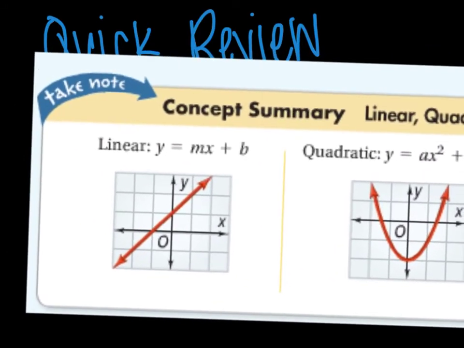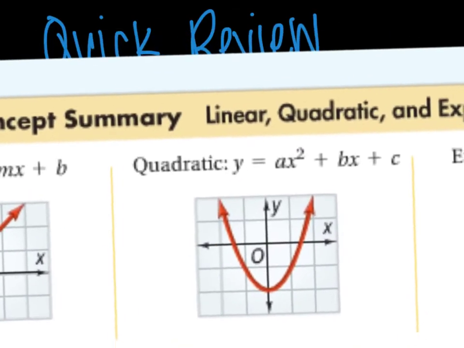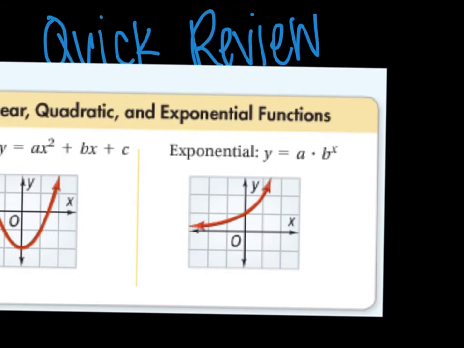Linear, remember, is y equals mx plus b. It is a straight line. Sometimes it will go through the origin, sometimes it won't. Quadratic is y equals ax squared plus bx plus c. Remember, the shape of that graph is a parabola. And exponential is y equals a times b to the x power. And then you can see the graph there.